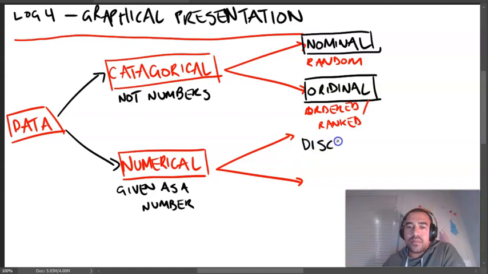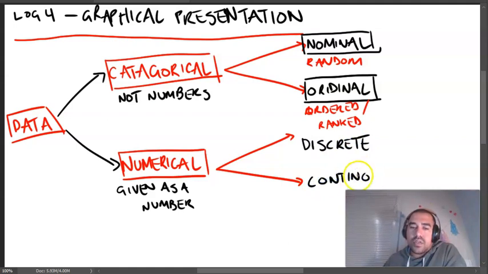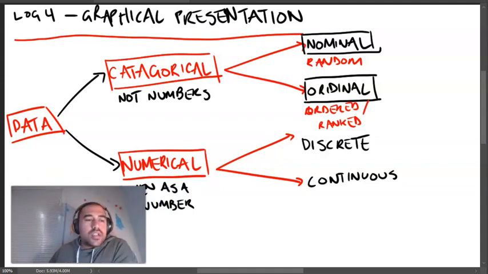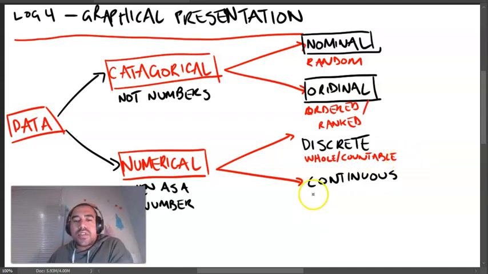discrete, or there is continuous. I'm going to move myself to the side here. Okay, so discrete and continuous. In other words, discrete is whole or countable numbers. Countable. Where continuous numbers.